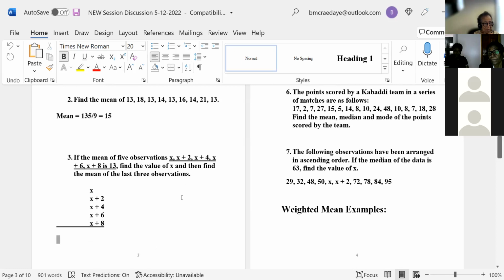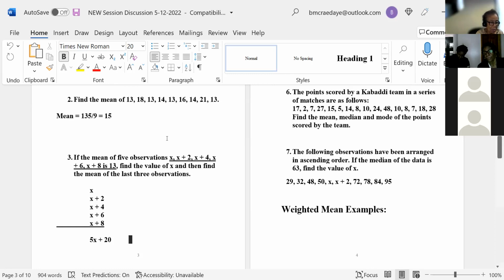Divided by 5. So what's x plus x plus x plus x plus x, Michelle? 5x. Very good. So you have 5x. And then what do those numbers add up to? 2 and 6 is 8, 8 and 4 is 12 plus 8 is 20, right? Yes. So that is your total. You have 5 observations, right? So you take this 5x plus 20.